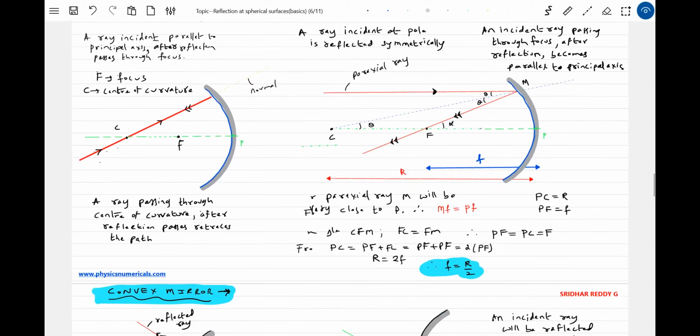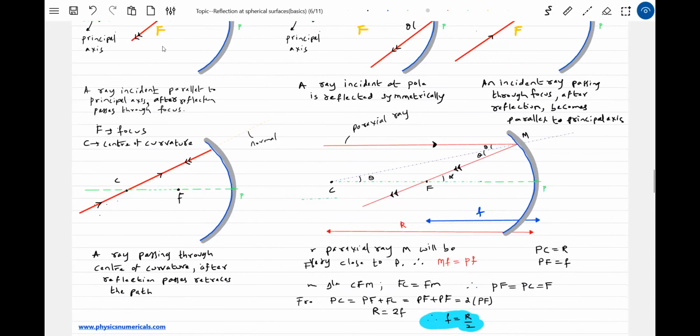So what is the basic idea of a paraxial ray? Okay, I'll write it here only. Theta is very small and M lies close to P. Then for this condition, the incident ray will become a paraxial ray. A paraxial ray doesn't mean that it is parallel to the principal axis. I think that would be the wrong idea. Here, for convenience, I just took a ray which is parallel to the principal axis.